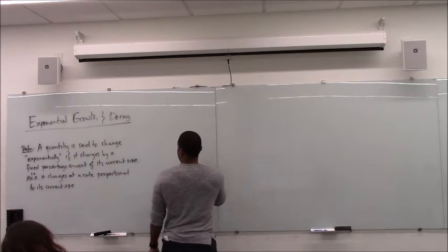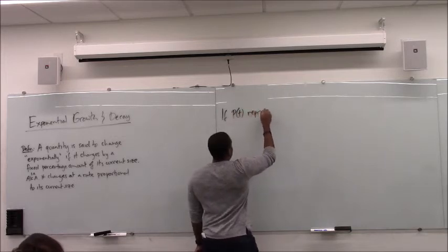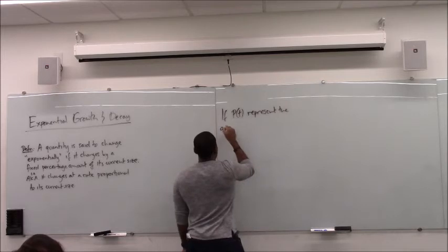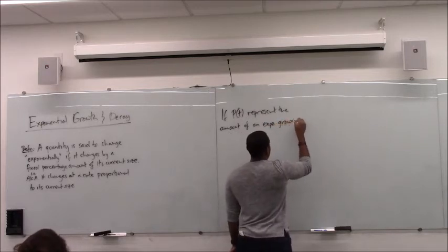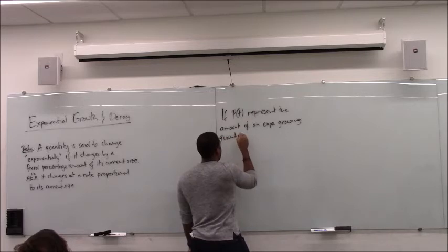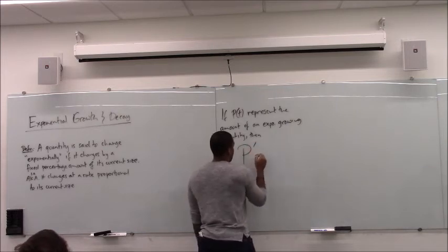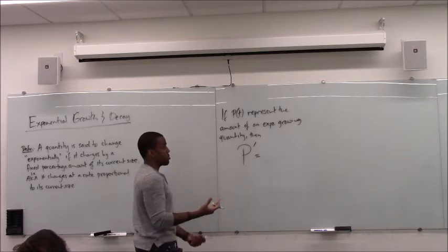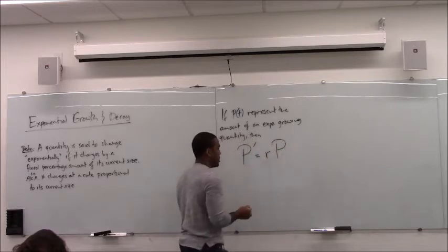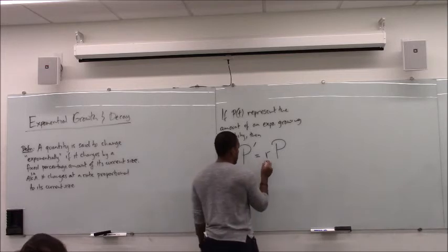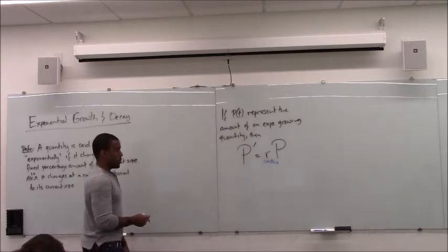Now, why do we call it that? It is because if P of t represents the amount of an exponentially growing quantity, then what you can say here based on this definition is the growth rate, which we can talk about as P prime, how fast P is changing, is proportional to the current value of P. So R here is a constant, and P is referring to the amount of the quantity that you have.